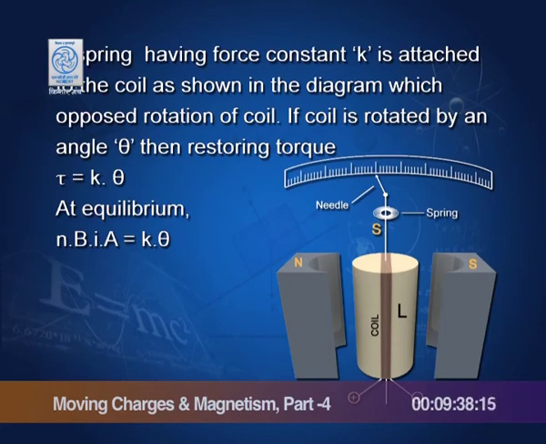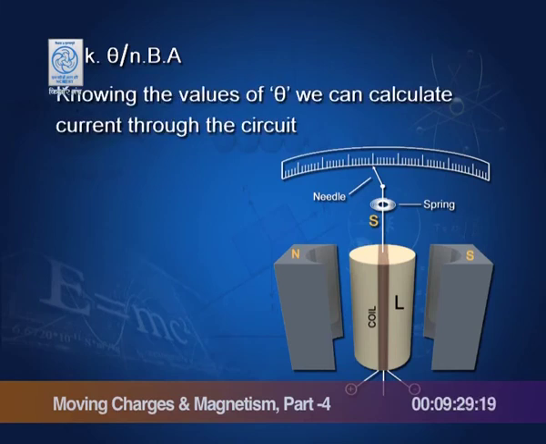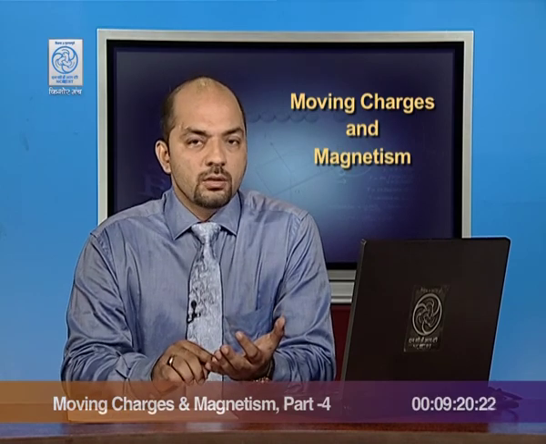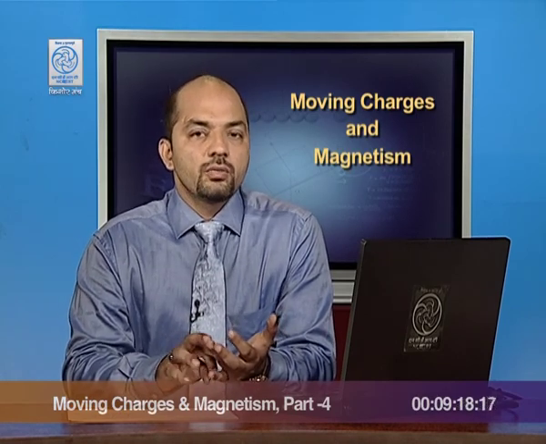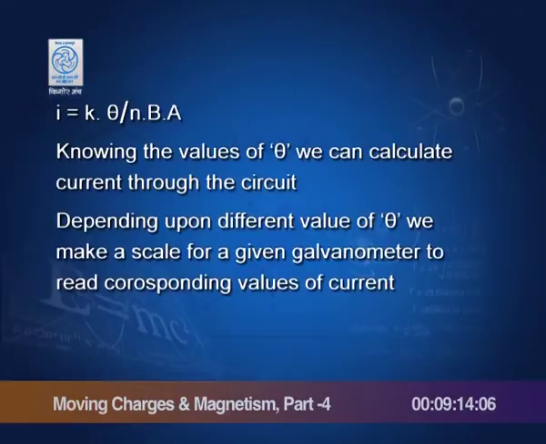From here, we can calculate I equals K times theta divided by nBA. Knowing the value of theta, we can calculate the current through the circuit, because K will be given for a particular galvanometer, and the number of turns, magnetic field and area of the coil will all be constant for the given galvanometer. Depending upon the different values of theta, we make a scale for a given galvanometer to read the corresponding values of the current.